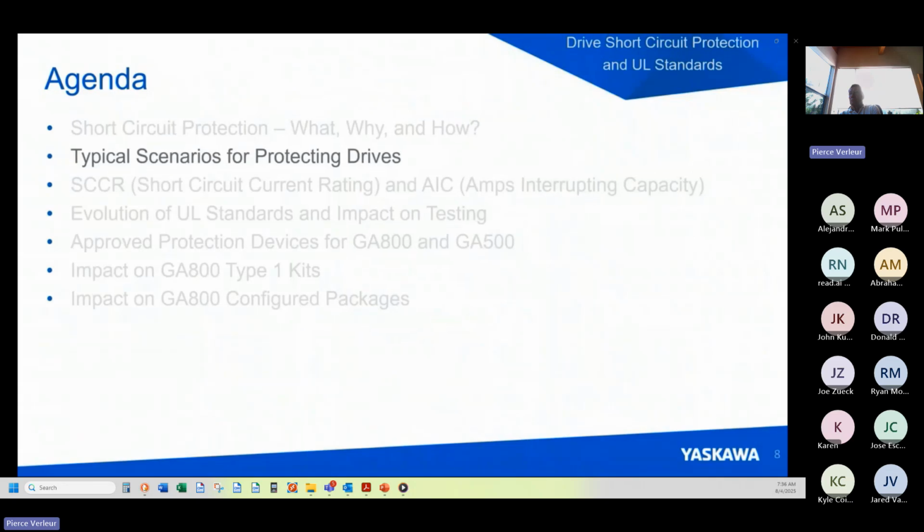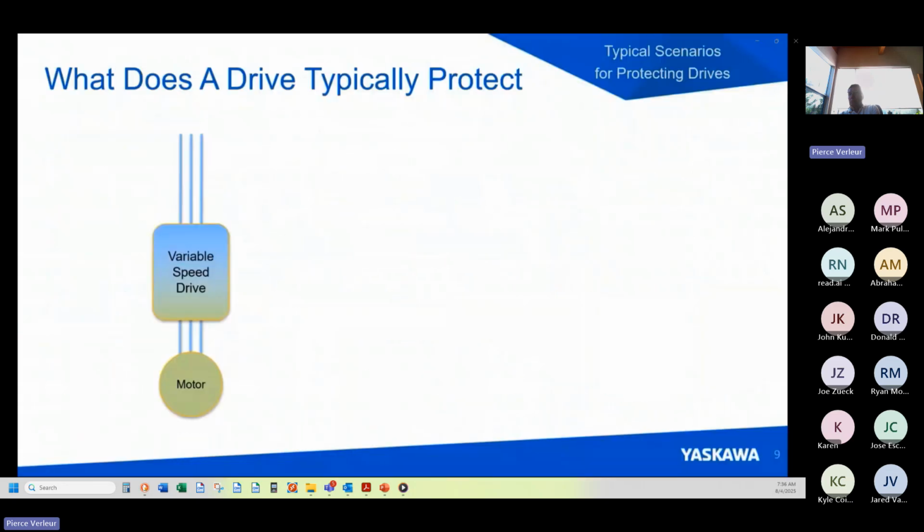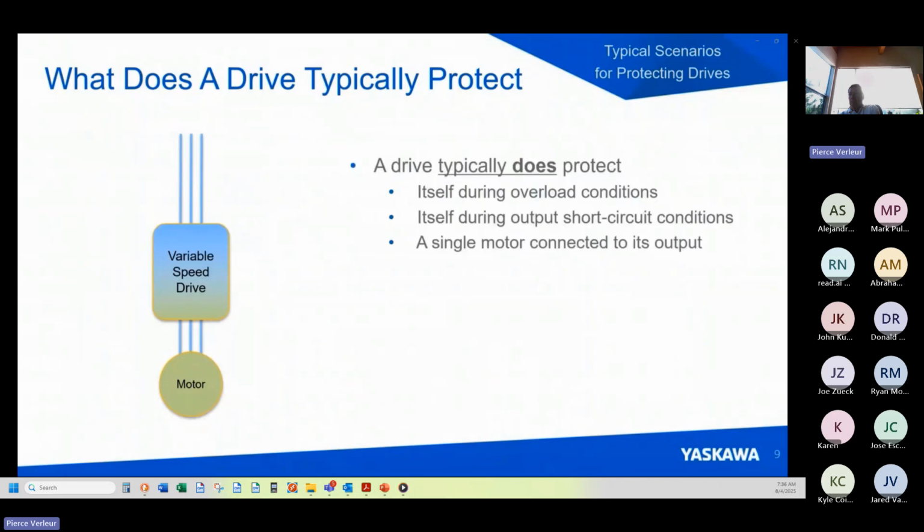Okay, next, let's talk about some typical scenarios for protecting drives. First, what does a drive by itself actually protect? Well, it typically protects itself during overload conditions. It typically protects itself during output short circuit conditions, that is, a short between the drive and the motor. The drive will protect itself against that kind of condition. And in addition to that, it's protecting the motor, that is, a single motor connected to its output.